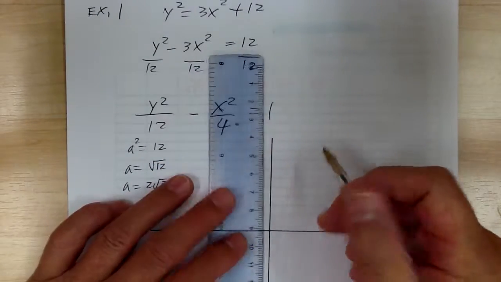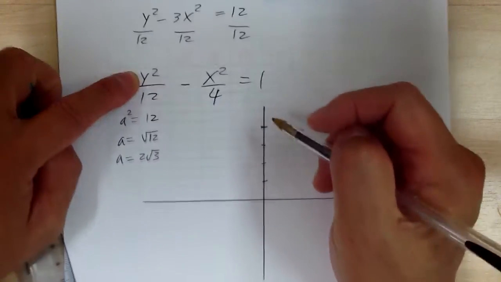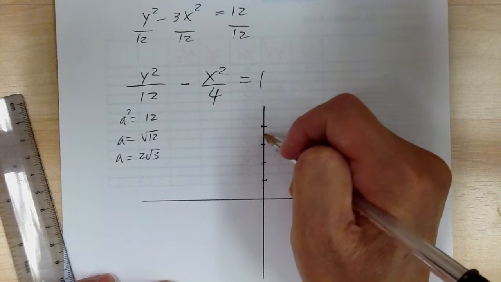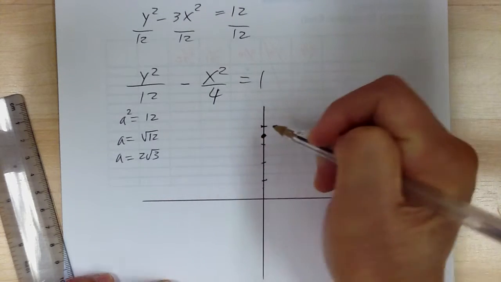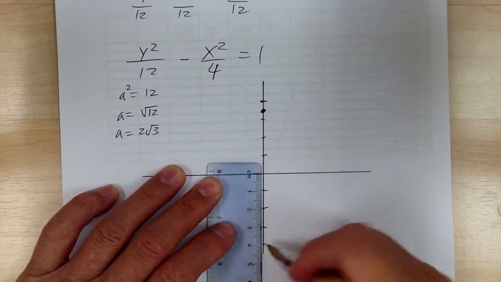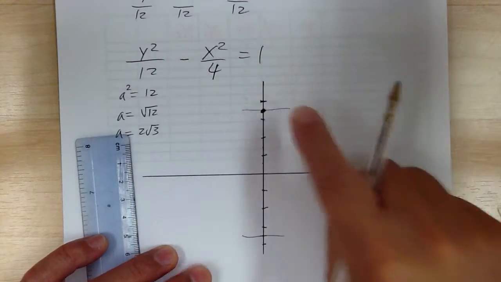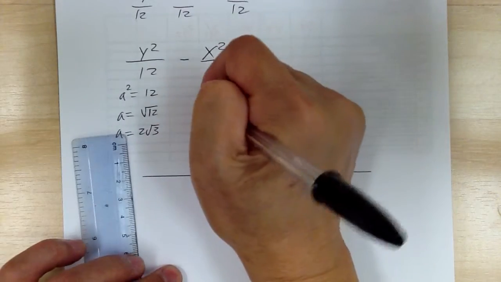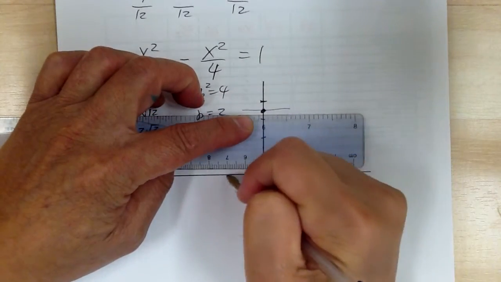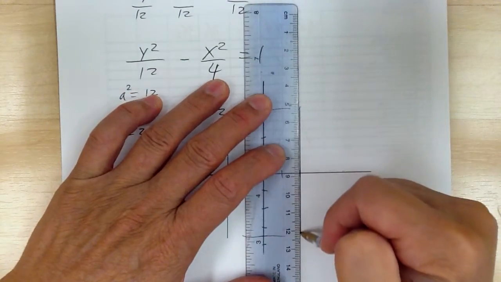Now when you graph this, you know it's going to be in the y direction. 2 square root of 3 is about 3.4, about 3.5. So it's about right over here. You can use a calculator to figure it out. You have to go in both directions, so you go up and negative 3.5. Then in the x direction, you have b squared equal to 4, so b equal to 2. First you need to draw a very light box.